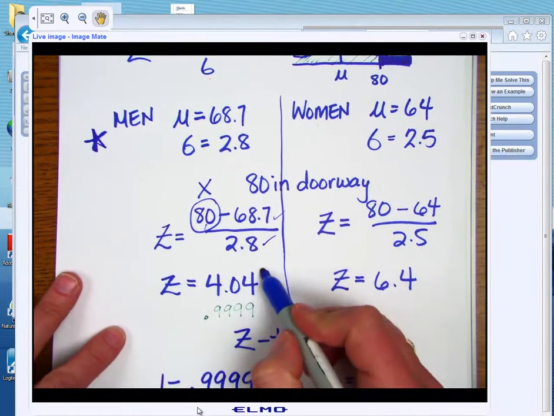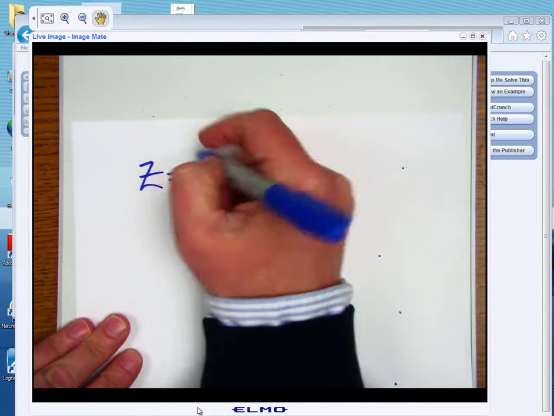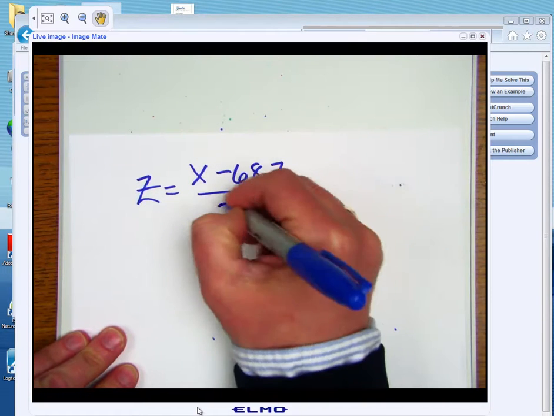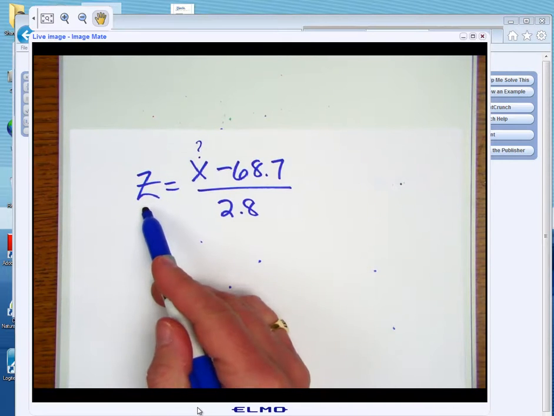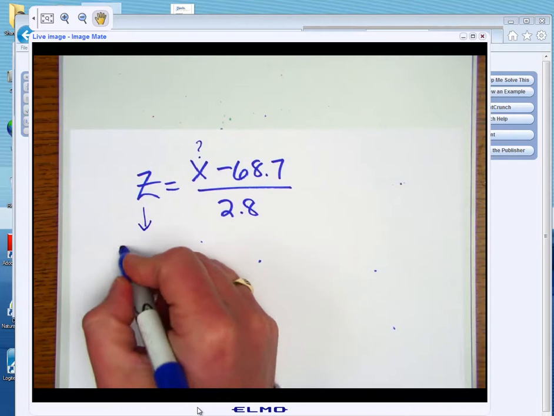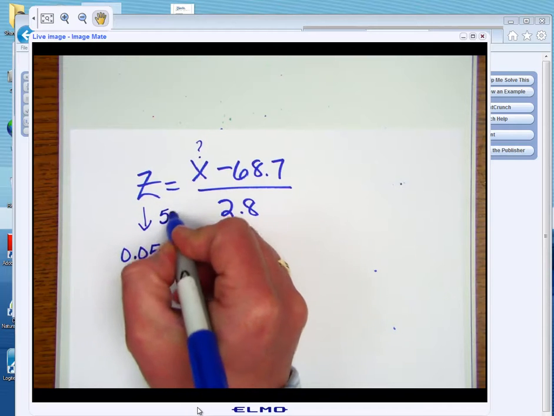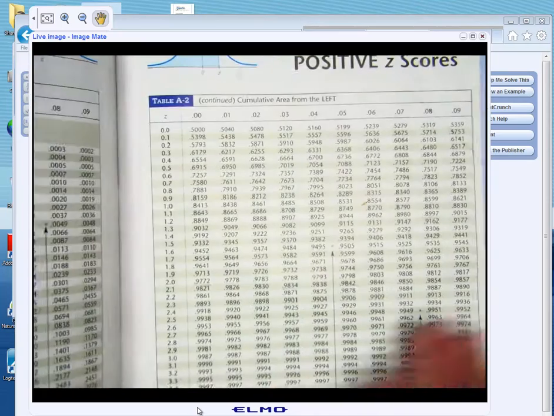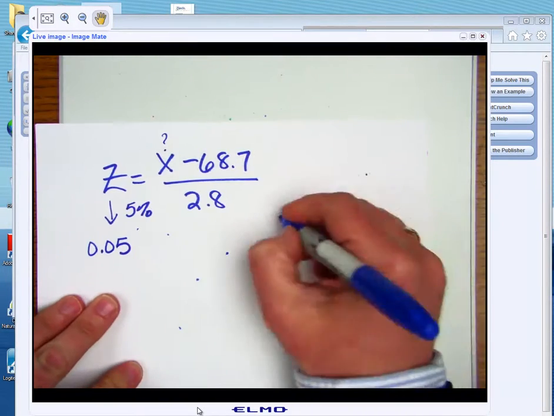Now I need to figure out my z value. So I'm going to use the same formula. Z is going to equal, I don't know what x is, but I'm going to subtract 68.7 and divide by 2.8. Now x is what I'm looking for. What do I know about z? Well, it tells me in the problem that I want to include 0.05. It said 5%, which would convert to 0.05. Now, instead of looking up 0.05 in the margins of my table, I'm going to look up 0.05 in the body of my table. But again, let's look at this graphically.